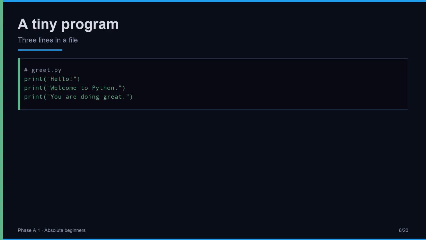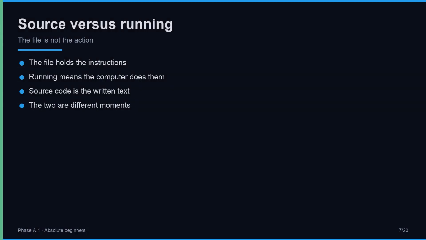Here is a complete, real program, only three lines long. The first comment tells us the file is called greet.py. Then three print lines, one after another. That is a whole program. When the computer runs this file, it reads the first line and prints hello, reads the second and prints the welcome, reads the third and prints the encouragement. Three steps, in order, each one done exactly. Do not try to run it yet. Just notice how plain and readable it looks. Just look.